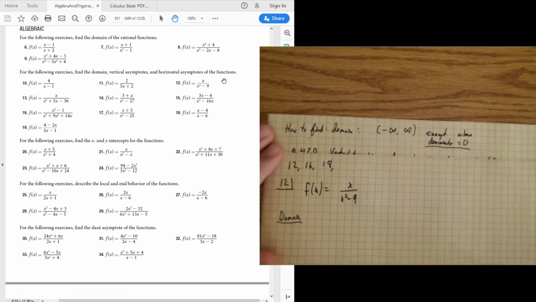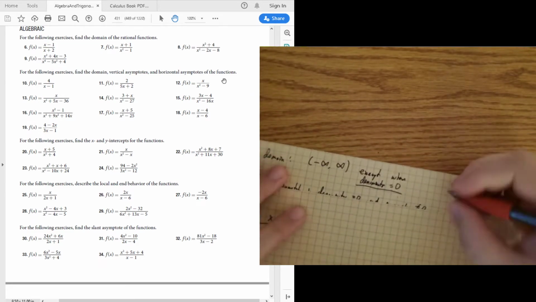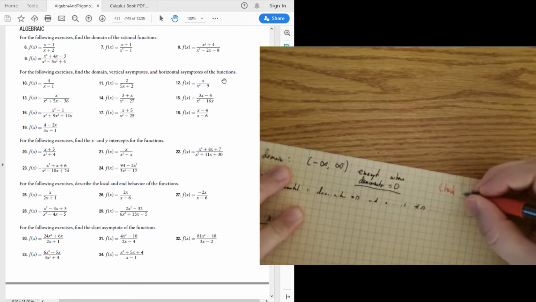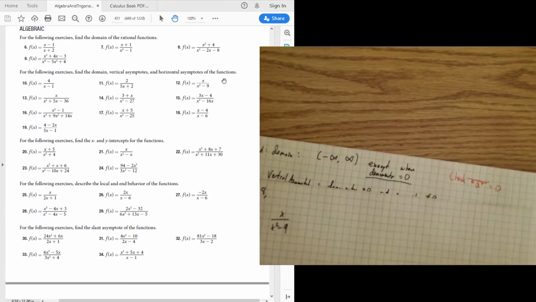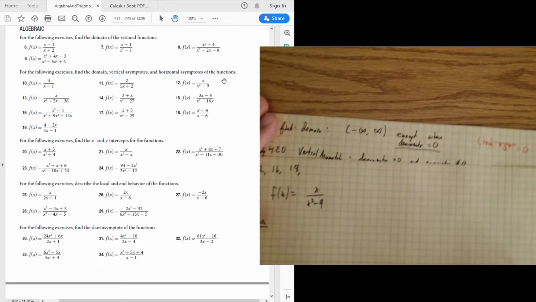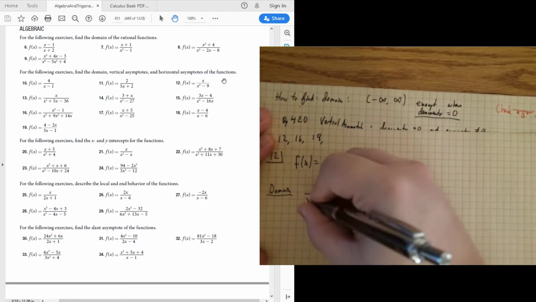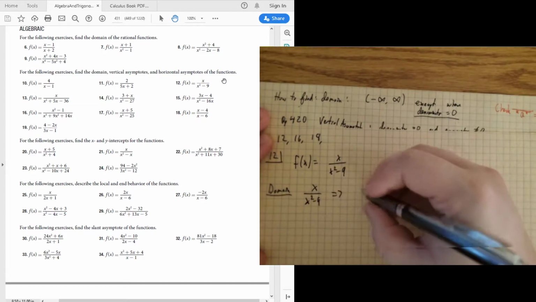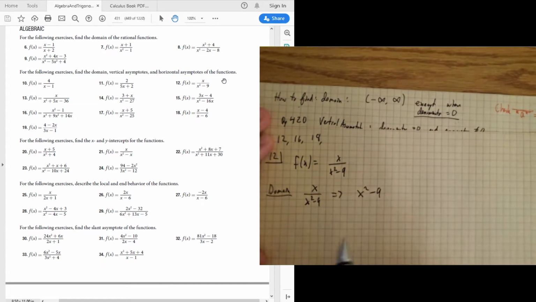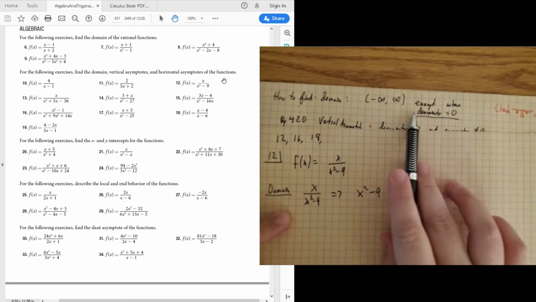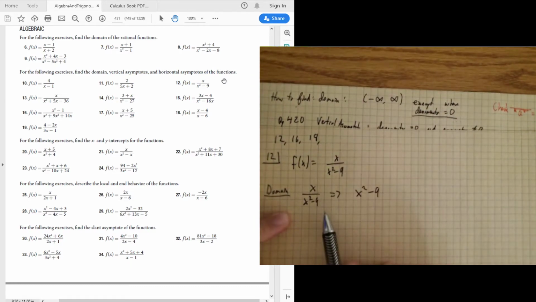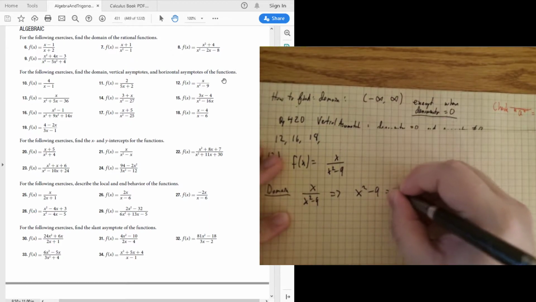So what do we do? Check when the bottom, and only the bottom, equals 0. Whatever the whole bottom thing is, check it. See when it equals 0 and find those places. So in this function, it's x over x squared minus 9, but all I really care about is the x squared minus 9 part. It's the only part of the thing that's going to affect the domain. So the domain is when the denominator equals 0, so I take the denominator, which is x squared minus 9, and I set it equal to 0.